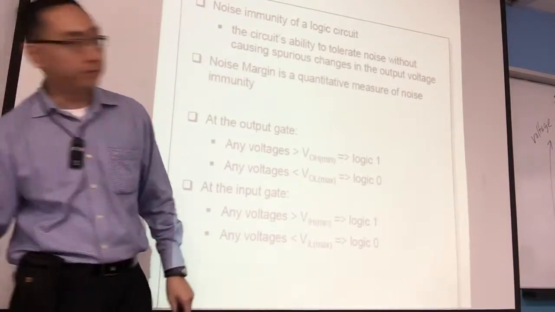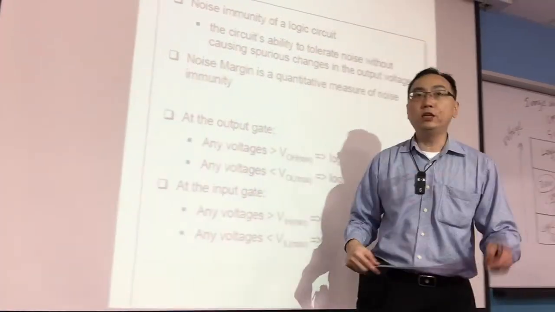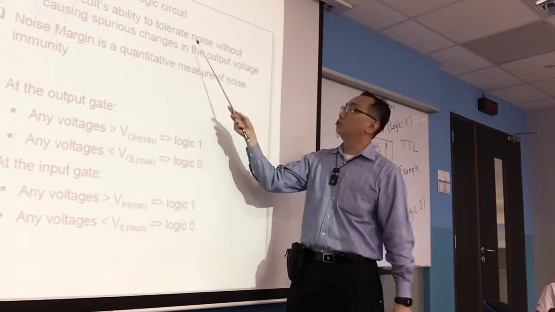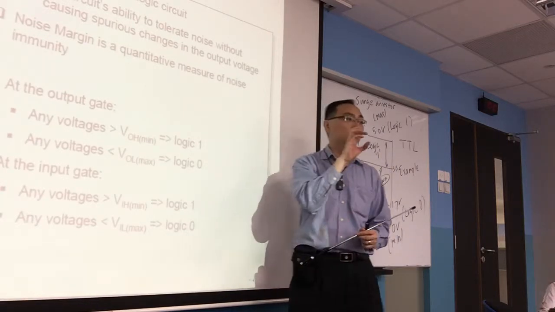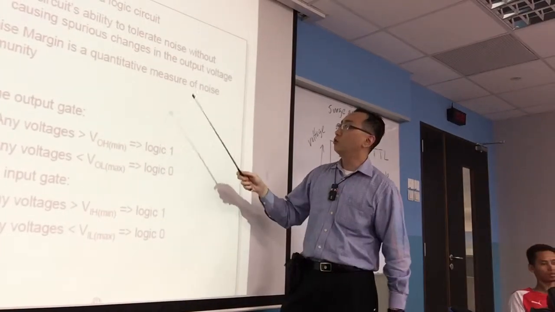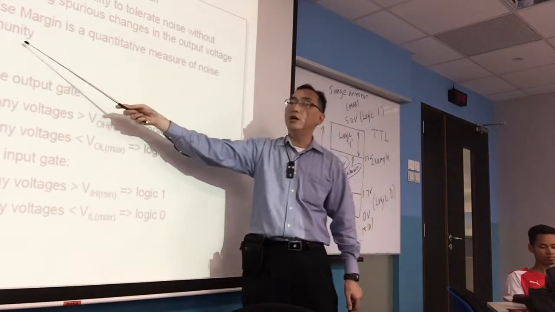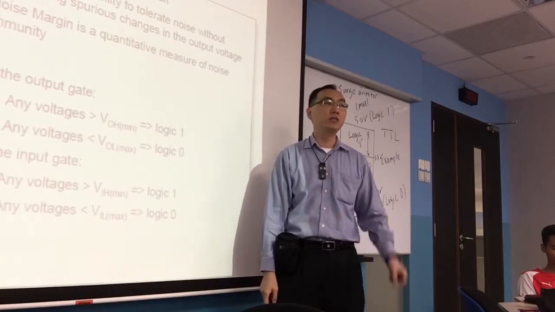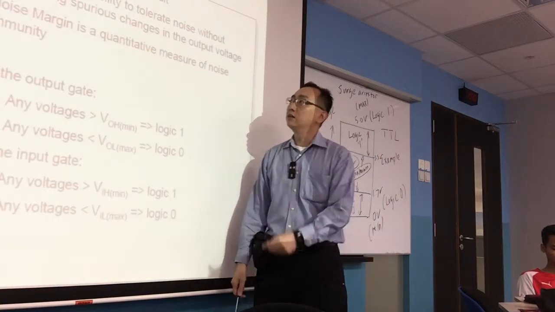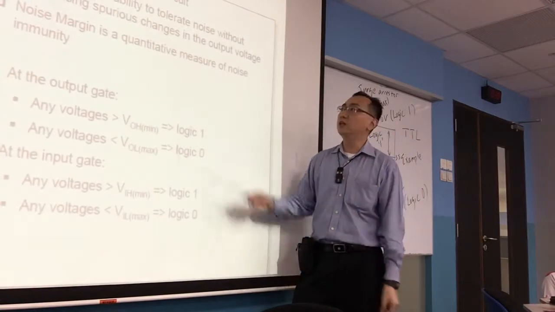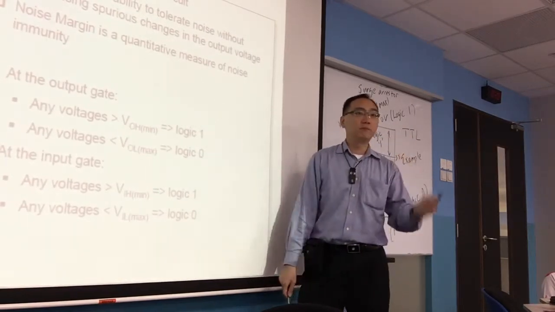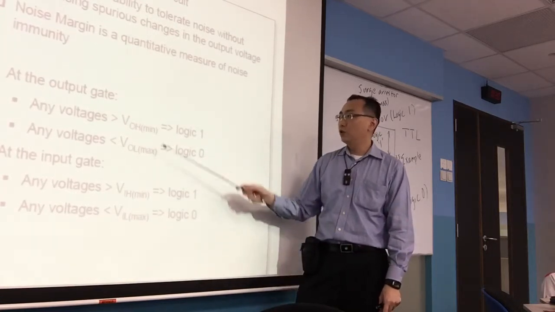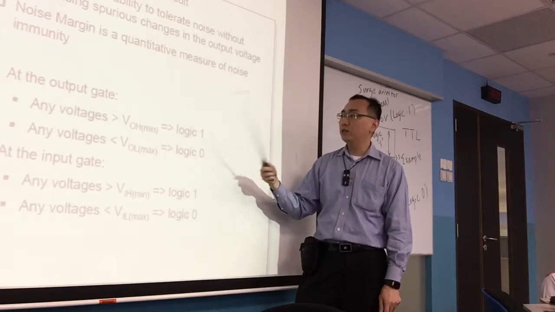Okay, so now of course, that leads me to explain the next thing called noise immunity. It's the ability to tolerate noise. The circuit itself will need to tolerate noise, so it's a measure of this noise immunity. So we came up with this term called noise margin. Noise margin means how good your circuit is. It's a quantitative number. It's called noise margin. That's the keyword.